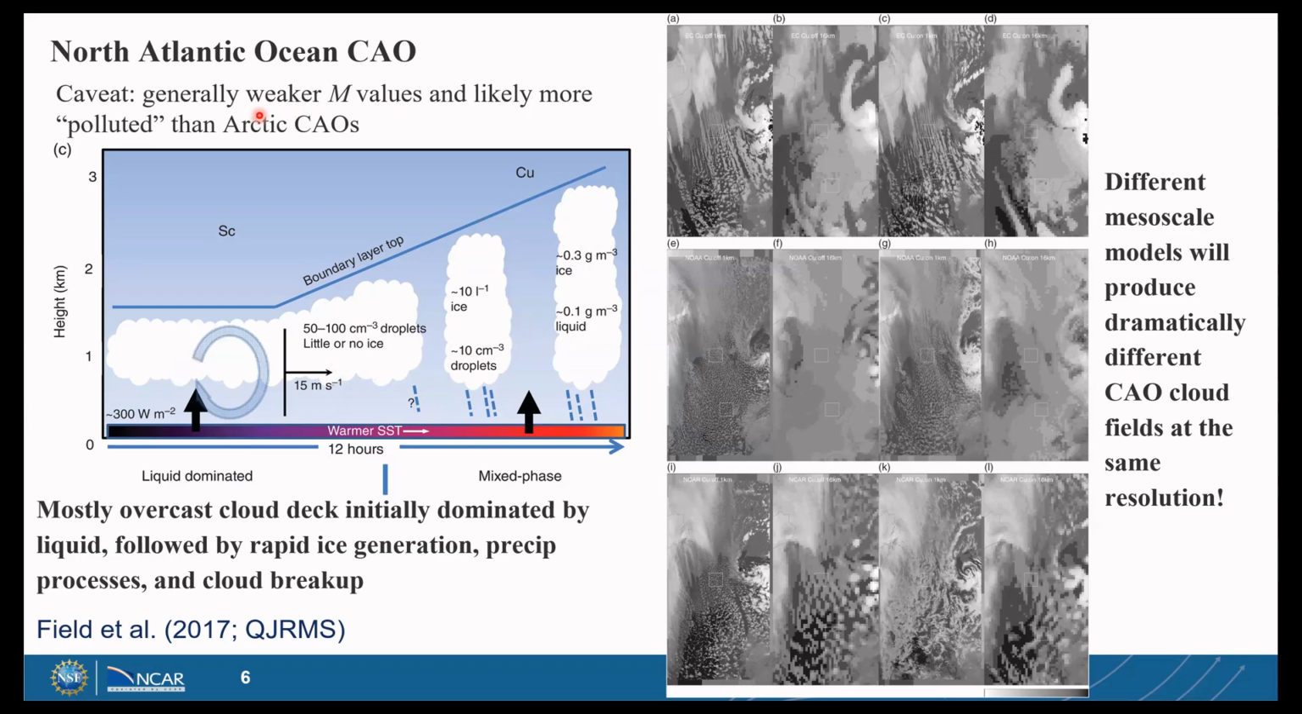The caveat here, I will say, is that generally in this region in the North Atlantic, the M values, or the stability, it's not as unstable, I should say, and it's likely a bit more polluted than Arctic clouds, but this kind of holds true.